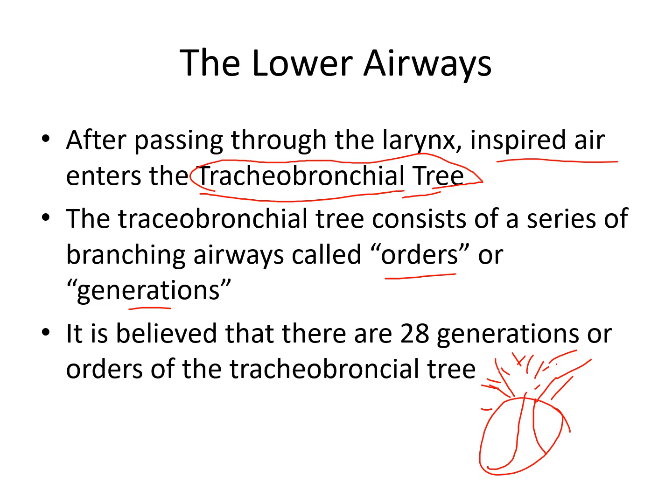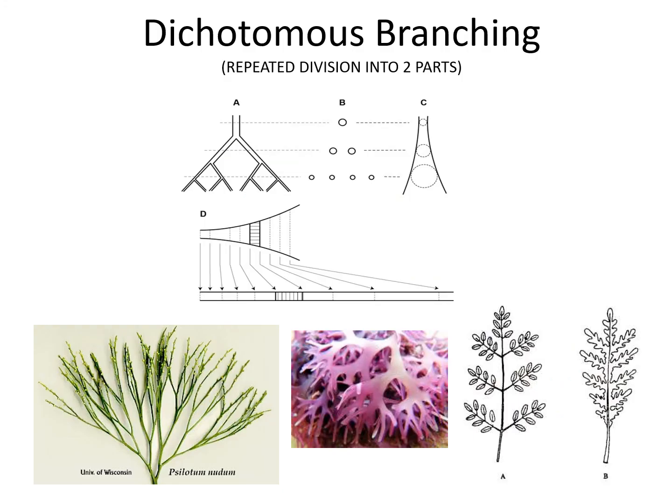So there are about 28 different generations, or branchings, of the airways as we look through. Let's go into some of these generations. The first part we'll talk about is the dichotomous branching we mentioned a second ago. This is a much better picture than what I could draw down here.